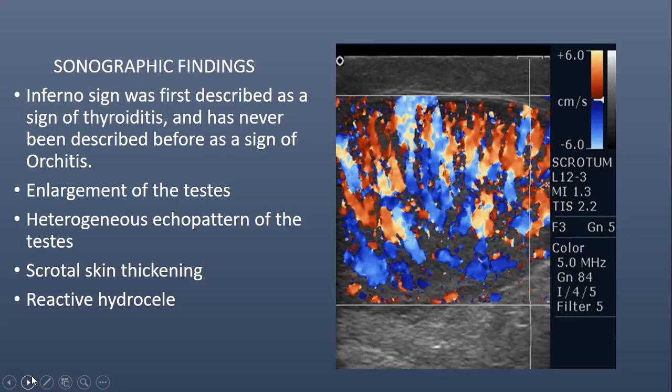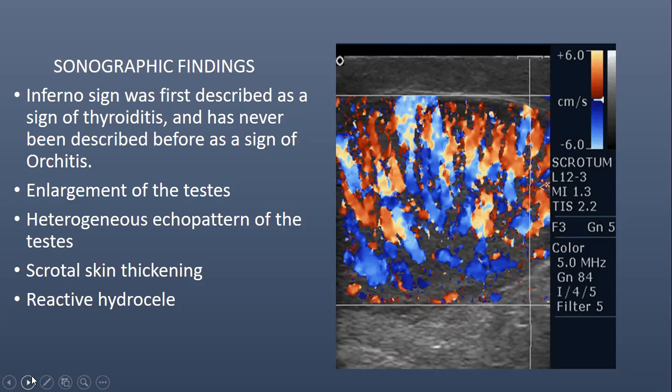Then I would start relating that there's high flow, or hyperemia, in the testis. Then there's going to be enlargement of the testis, as I described. Then there's going to be a heterogeneous echo pattern of the testis. Remember, in the epididymis, it's hypoechoic. The testis is heterogeneous. In a normal testis, it's going to be isoechoic or homogeneous.